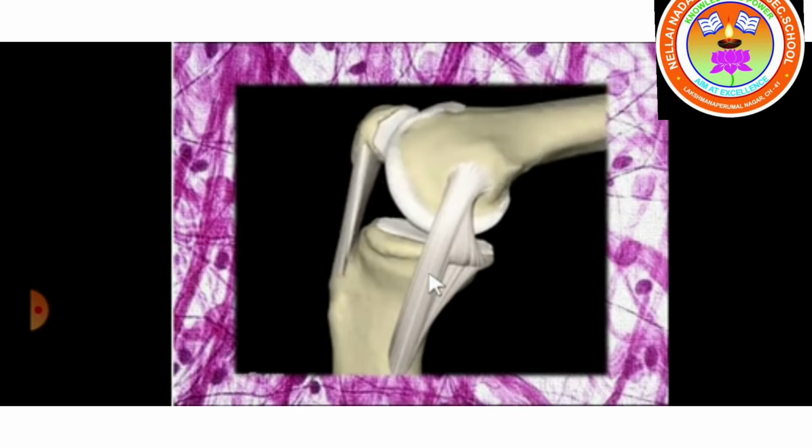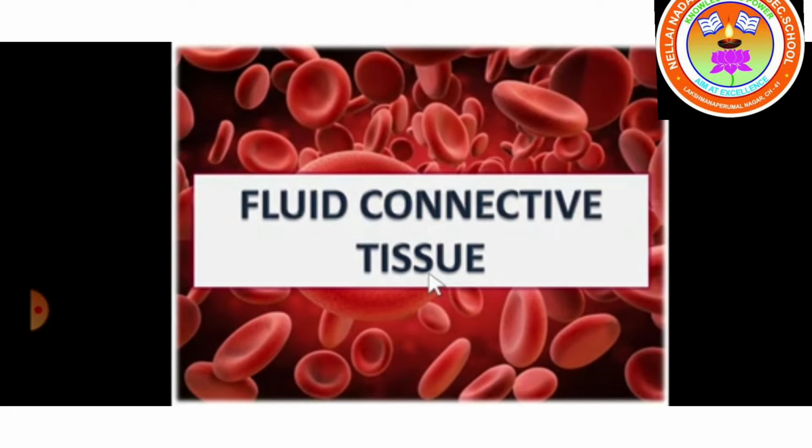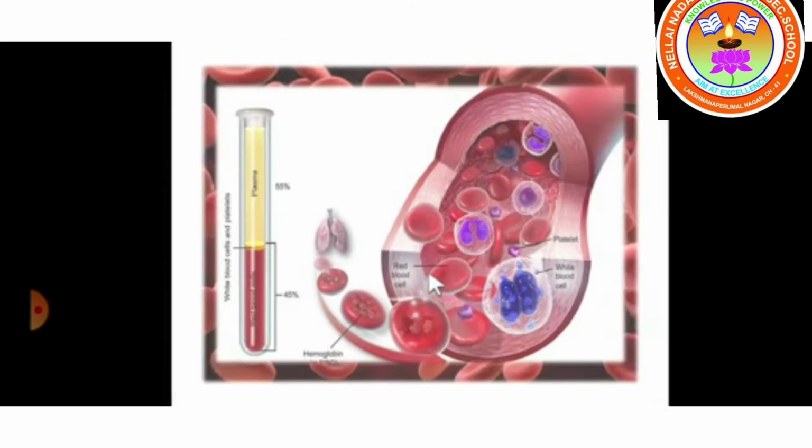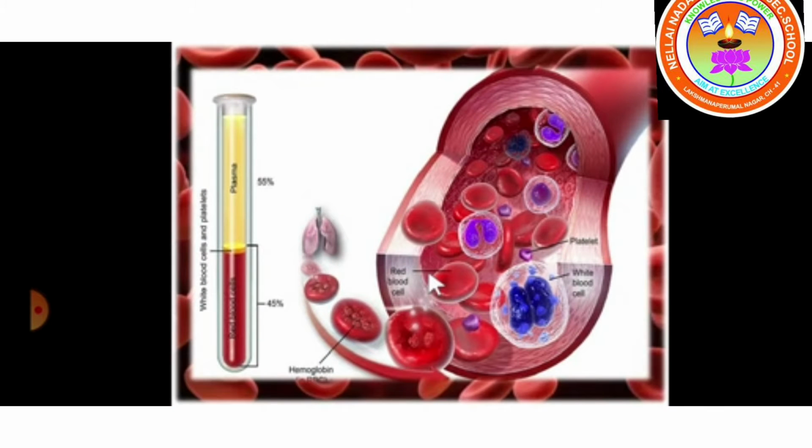Next, we will see about fluid connective tissue. So far we have seen about the dense connective tissue. What is fluid connective tissue? Blood and lymph are the fluid connective tissues. The blood cells along with lymph are called the fluid connective tissue, which link different parts of the body.